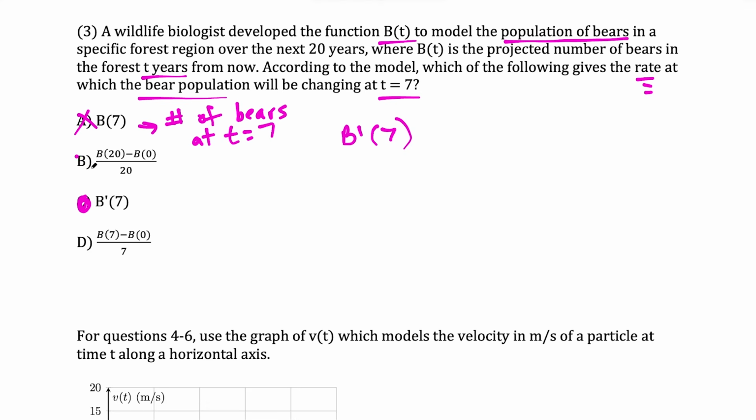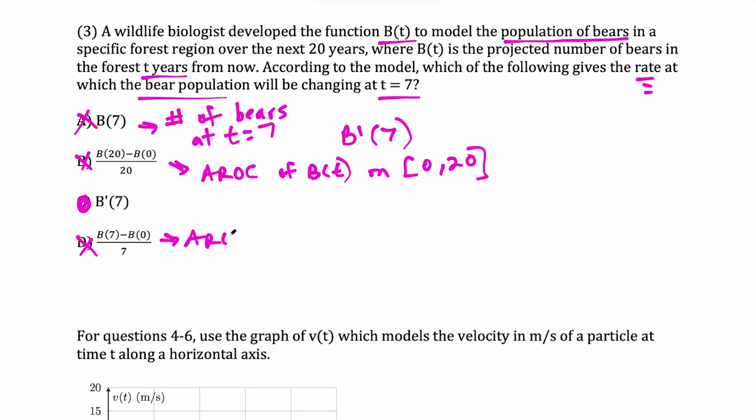The problem with choice B is that this is telling us the average rate of change of B of t, the bear population, on the interval from 0 to 20. So that's why this answer choice is no good. Choice D is no good because this tells us the average rate of change of the bear population on the interval from 0 to 7. So this is no good. Once again, we're looking for the instantaneous rate of change, so we're going with B prime of 7.